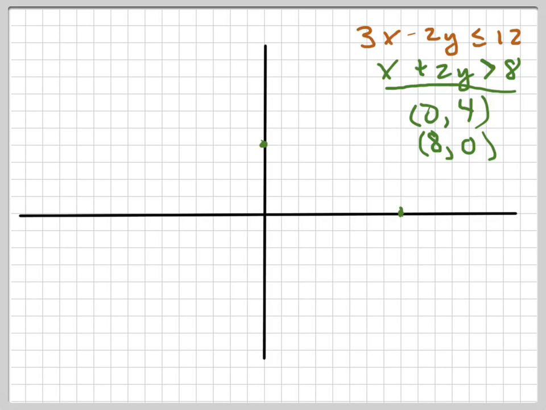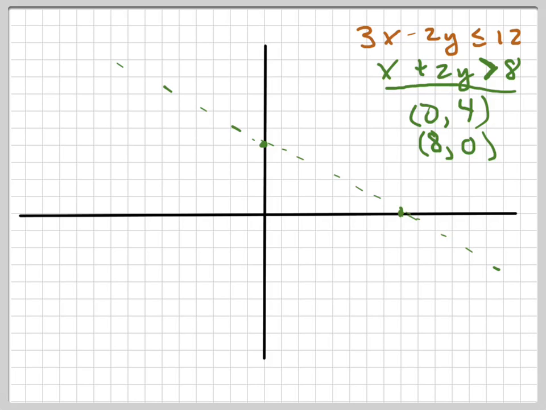Now, is it dotted or solid line? Solid. Nope. Why is it dotted? Dotted, because there's no equal to underneath it. It's just greater than. So it's a dotted line. So there's my dotted line. And then the last thing is, which way is it shaded?